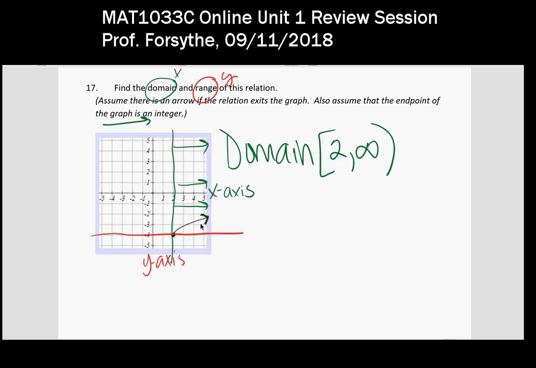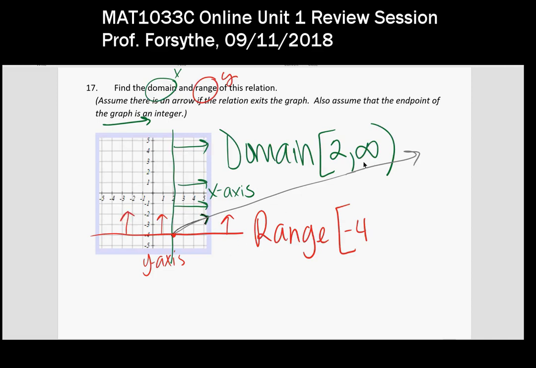So for the range, start from the bottom. It starts at -4. And we're going to use a bracket because it is a point on -4. And then it keeps going on and on, up and up, on and on into outer space. So not only is the domain going on and on, the range is going on and on as well. So that will also go to infinity. Okay?